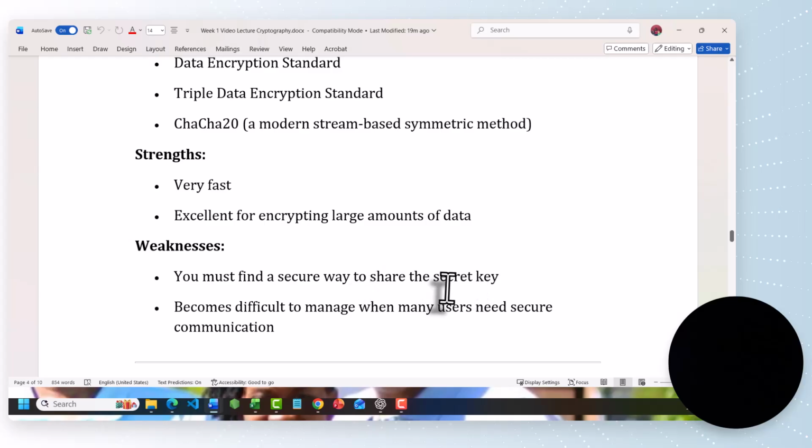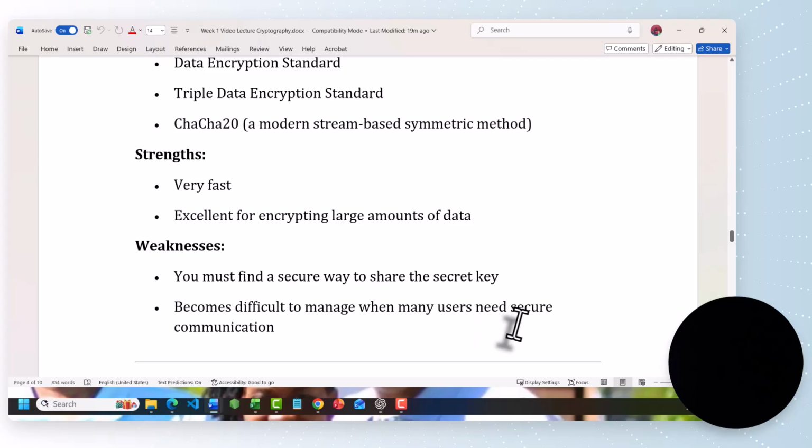Weakness: you must find a secure way to share the secret key. Both of us are using the same key. I have to find a way of moving that key from me to you, or vice versa, without somebody trying to find out what the key is, so that they won't be able to steal data and get to data they shouldn't. You must find a secret way.